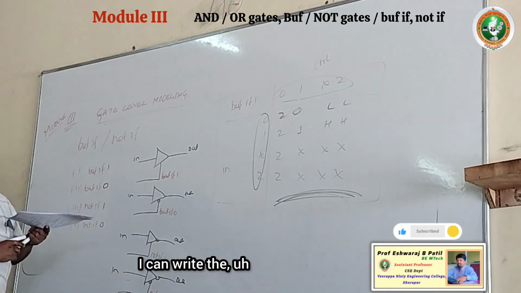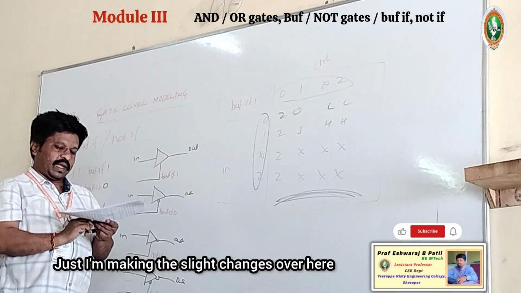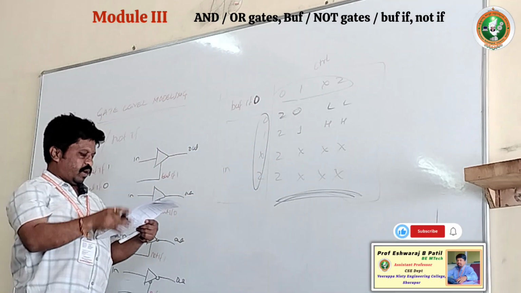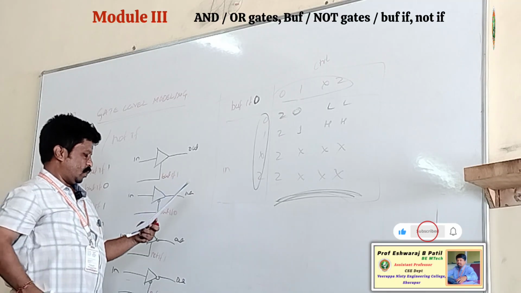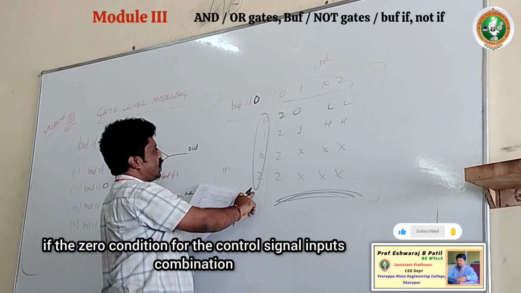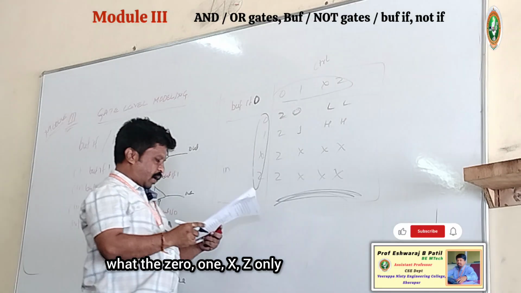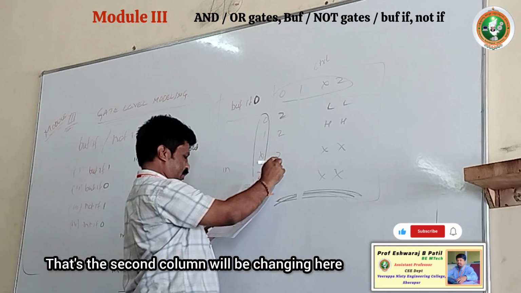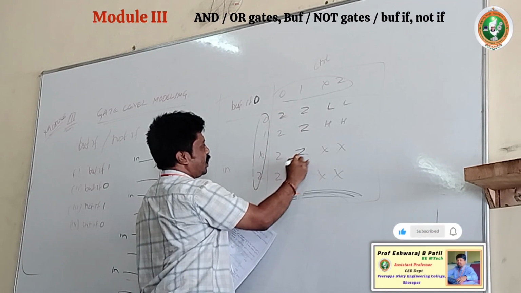Similarly I can write the bufif0 condition, where I am making slight changes. This is the bufif0 condition for the control signal input combinations 0, 1, X, Z only. The combinations for this one are the same; only the second column will be changing here. The remaining would be the same, completely Z only.